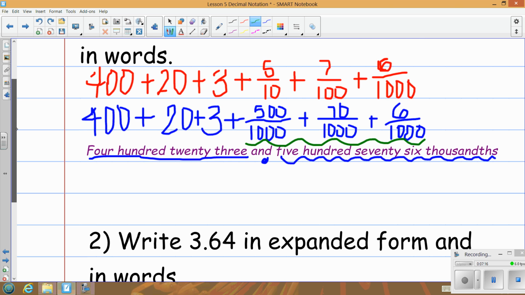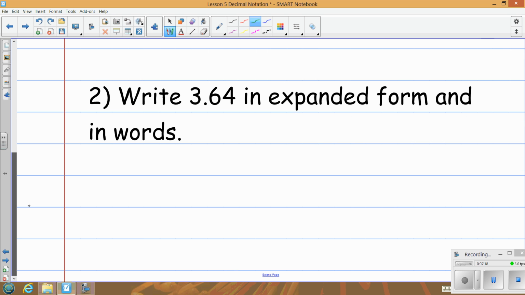Let's look at another example like this. So we have 3.64. We want to write this in expanded form and in words. So expanded form means to separate every little piece. So we have 3 plus, now we get into decimals. So decimals, we're going to separate them as fractions to kind of represent what they really mean. 0.6 is the same thing as saying 6/10 because it's in the tenths place.